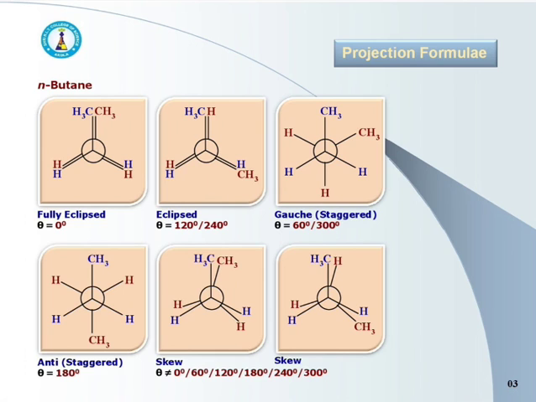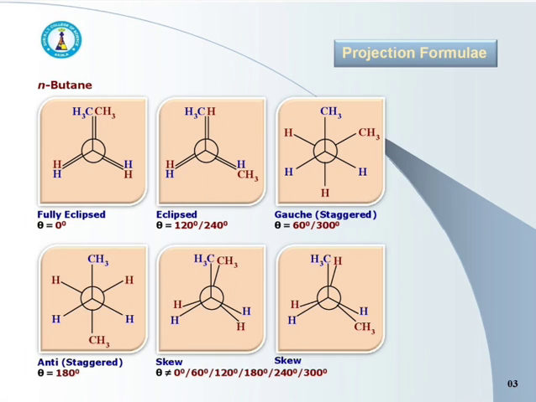Next example is of n-butane, that is CH3-CH2-CH2-CH3. Here, consider the second and third carbons in n-butane as front and back carbons. These carbons have the attachments of 2 hydrogens and 1 CH3, that is a methyl group.